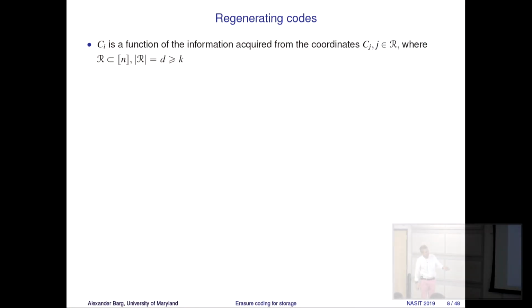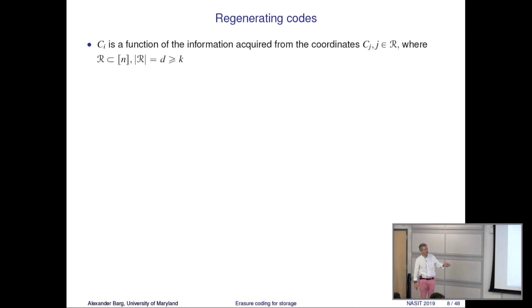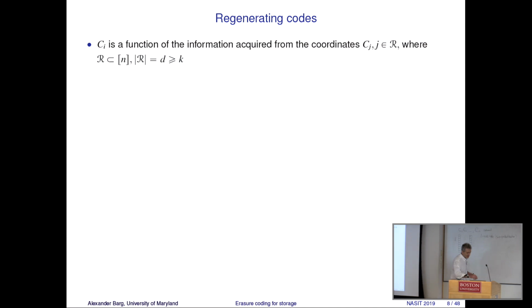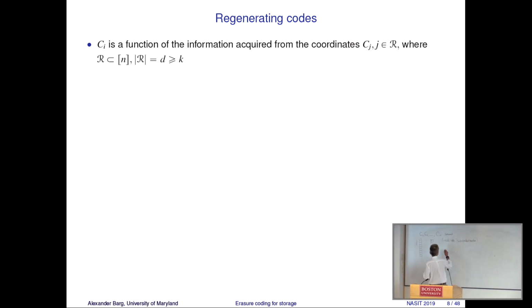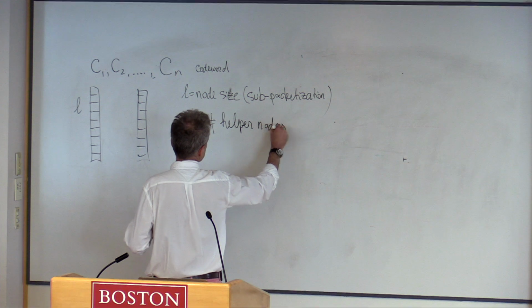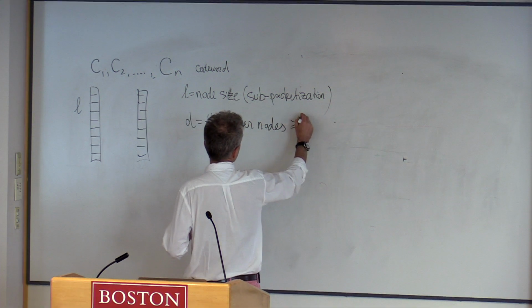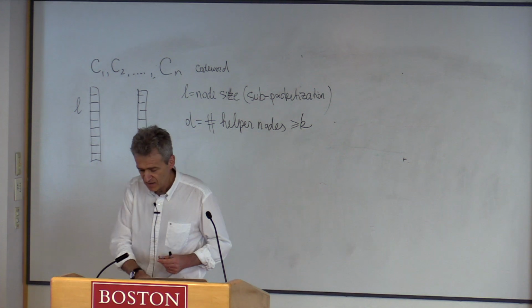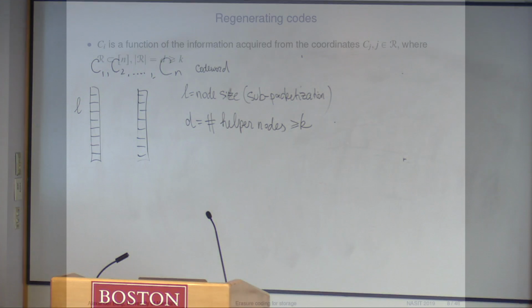So Ci is the ith coordinate, and that's a function of the information acquired from the coordinate Cj within the set of the helper nodes. So R here is the set of the helper nodes. The number of helper nodes is D, and that is at least K. D number of helper nodes greater or equal than K. I will say a bit more about D as we move forward.